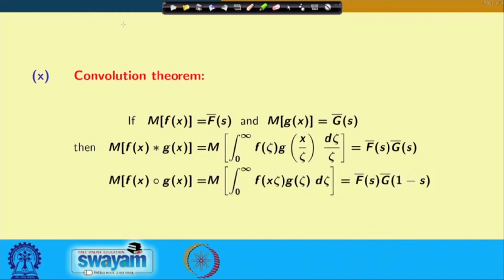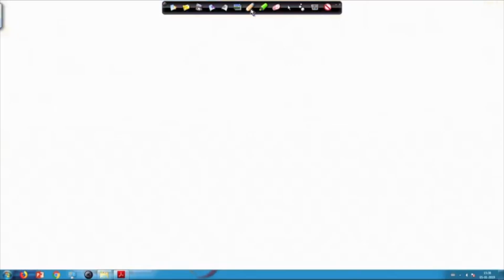Or you can write it in this way also: the Mellin transform of f(x) o g(x). We can define it as the Mellin transform of the integral from 0 to infinity of f(xη) g(η) dη. This equals F̄(s) into Ḡ(1 − s). So, this is the convolution theorem. Let us see the proof of this particular theorem.